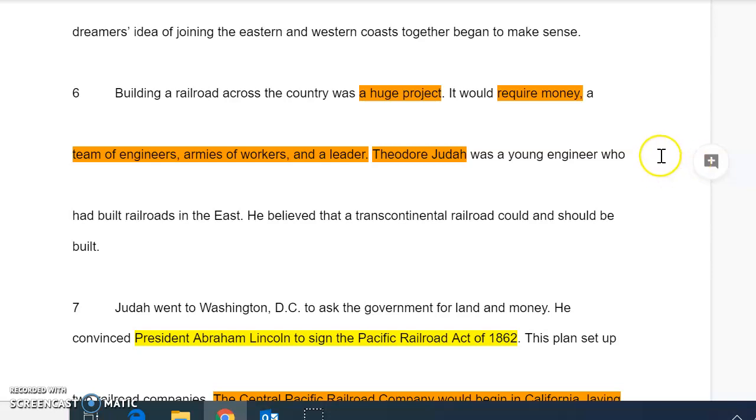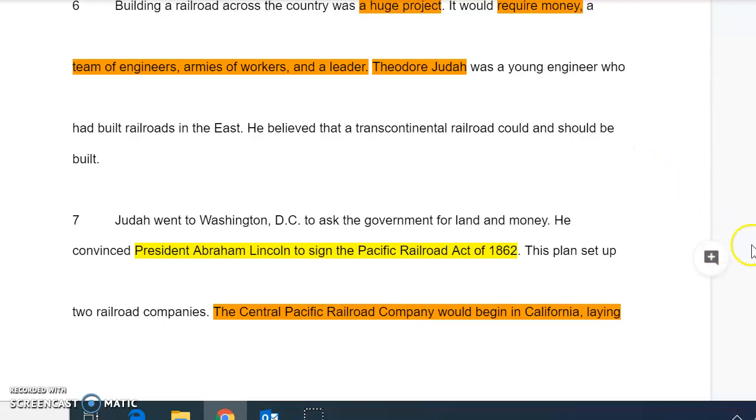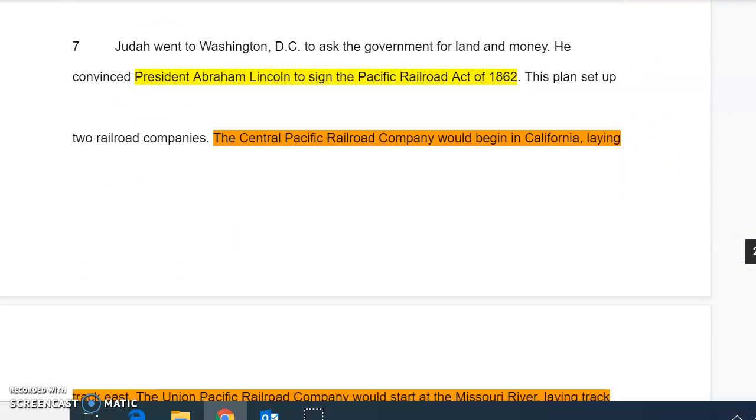So now we have the introduction of a leader who believes in the system, who has experience, and might just set this off. So Judah went to Washington, D.C., and asked the government for land and money. He convinced President Abraham Lincoln to sign the Pacific Railroad Act of 1862. This plan set up 2 railroad companies.